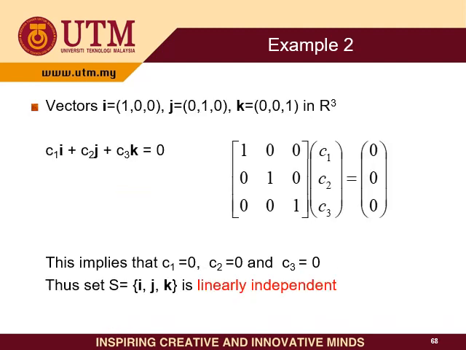For example 2, they give us three vectors i, j and k, and then same as before we change to this format. Then we go to the augmented matrix, but in this case we already find out that C1 here is equal to 0, C2 here is equal to 0, C3 here is equal to 0. So we can see all of the solutions are 0. So it is a trivial solution. Thus, the set S here is linearly independent.